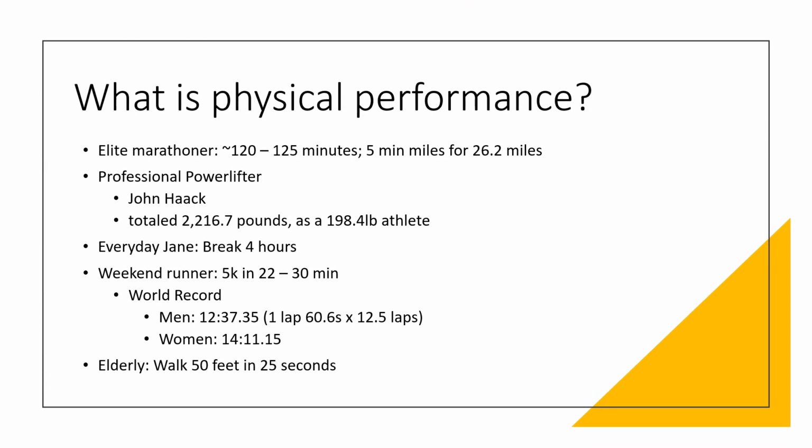So when we talk about physical performance, a lot of the times we look at it as this grandiose feat of strength. But what is physical performance really? Now, yes, physical performance can be an elite marathoner who is running for 2 to 2.5 hours, running 5-minute miles for 26 miles. It could be a professional powerlifter like John Haack, who totaled over 2,000 pounds as a 200-pound athlete.